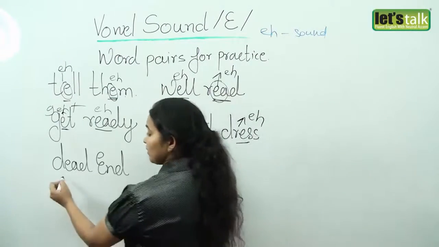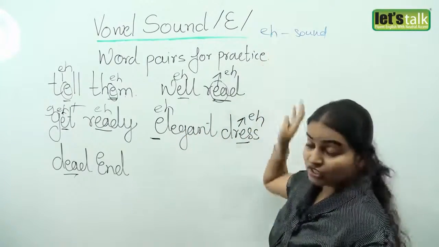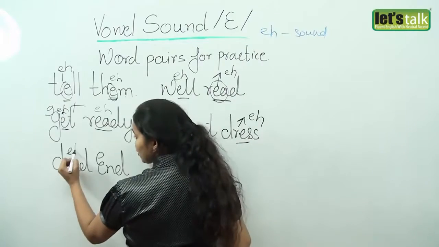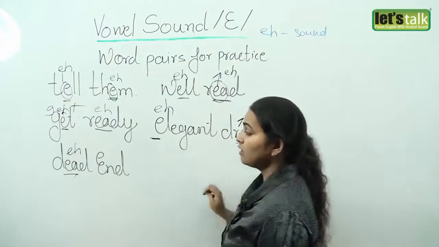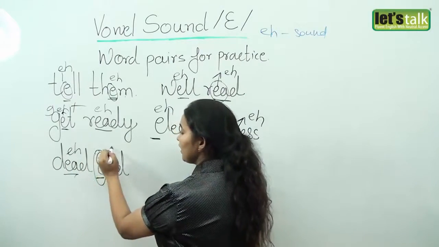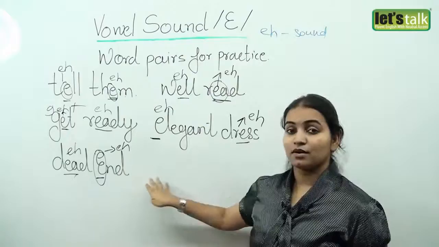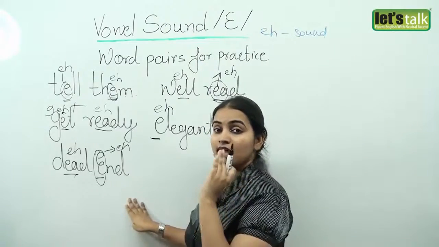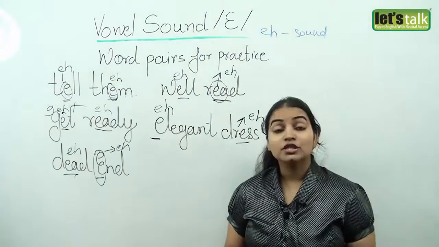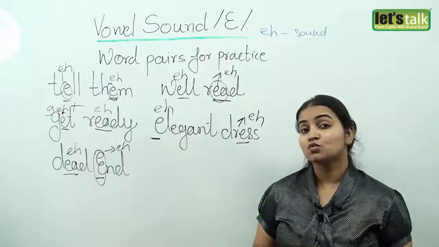The next word, dead. According to the common spelling pattern, EA always gives me the EH sound. So the EH sound is replaced by the letters EA, and I say dead. That's dead. The E in this word gives me the EH sound, so that's end. Okay? That's dead end. Dead end. So we will now move on to some sentences. So keep practicing these words in the meantime, and I will give you some sentences with the same sound.